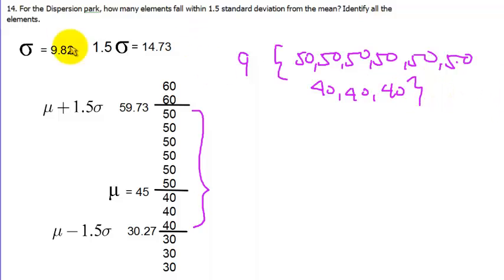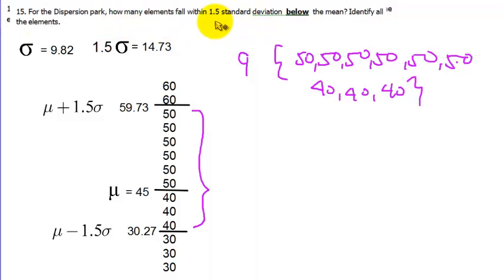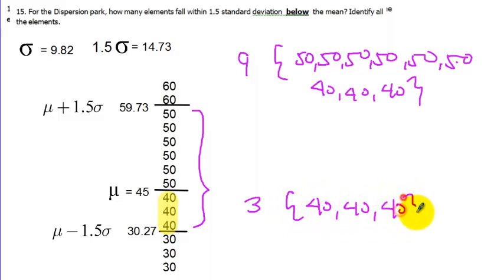Next, what if we are going to identify, again in the dispersion part, 1.5 standard deviation below the mean? We need to count those elements within the interval but below the mean. So these are those numbers. How many? We have 3. And what are the elements? We have 40, 40, and 40.